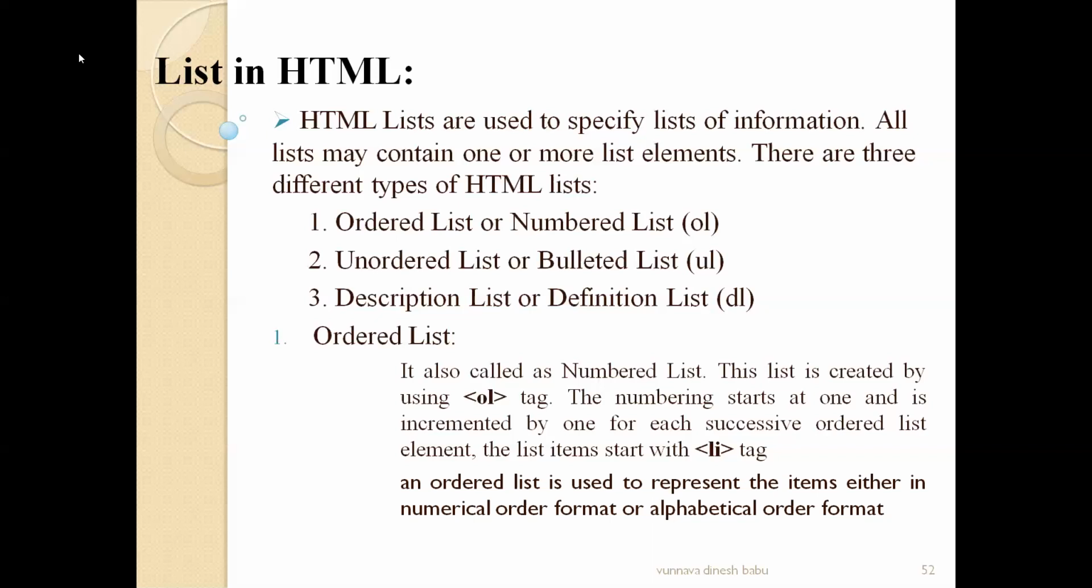An ordered list is used to represent the items either in numerical order format or in alphabetical order format. As I said earlier, characters may be small letters or capital letters. So we can use 1, 2, 3, 4, 5, 6 in order to represent the elements of a list, or we can also use a, b, c, d or capital A, B, C, D in order to represent the elements of a list. Okay, so now everything is clear regarding the ordered list. We will show the program later.